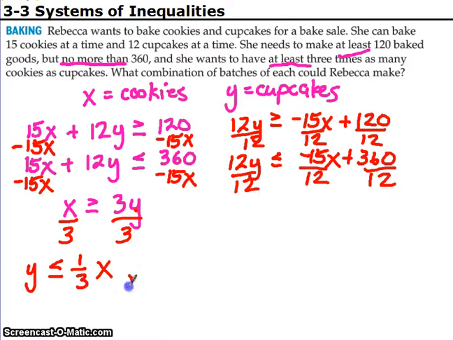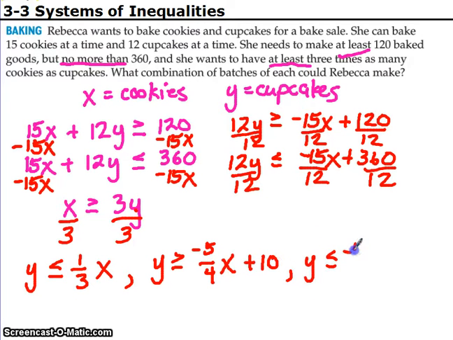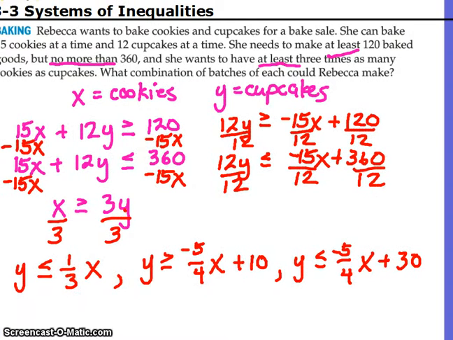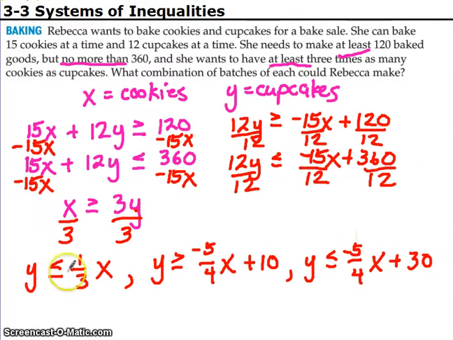So I end up with that, and then y is greater than or equal to negative 5/4 x plus 10. And then this one is y is less than or equal to negative 5/4 x plus 30. 36 divided by 12 is 3, and then add a 0 on the end for the 360. Alright, so we're going to go graph all 3 of these.